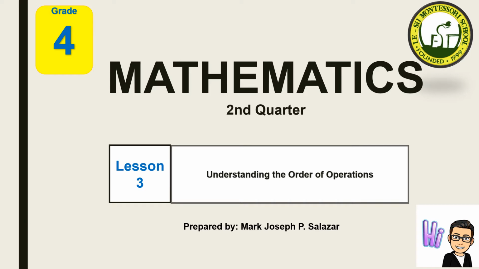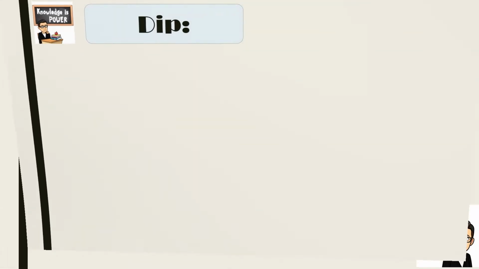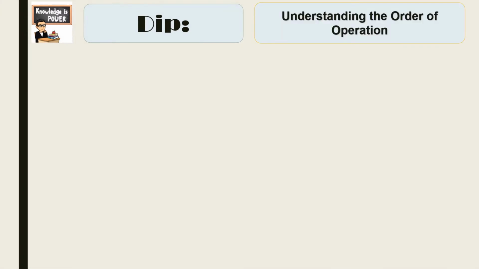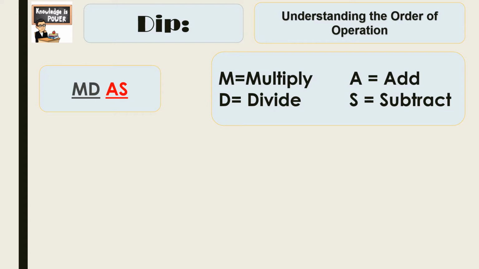Our lesson for today is all about understanding the order of operations. Understanding the order of operations, MDAS. What does it stand for? M and D stand for multiply and divide. AS means add and subtract. There is a line that splits these four operations into two parts.